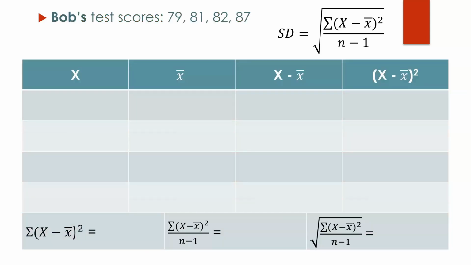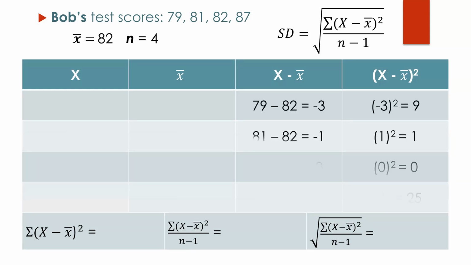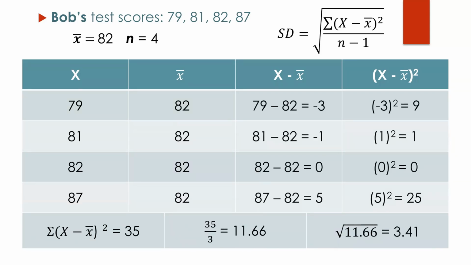Okay, let's do the same process with Bob. Pause the video and find the same numbers, do the same thing to get Bob's standard deviation. Now what we get with Bob is the following. You can pause the video to look over these numbers to make sure that you did the process right. And we get a standard deviation for Bob of 3.41.